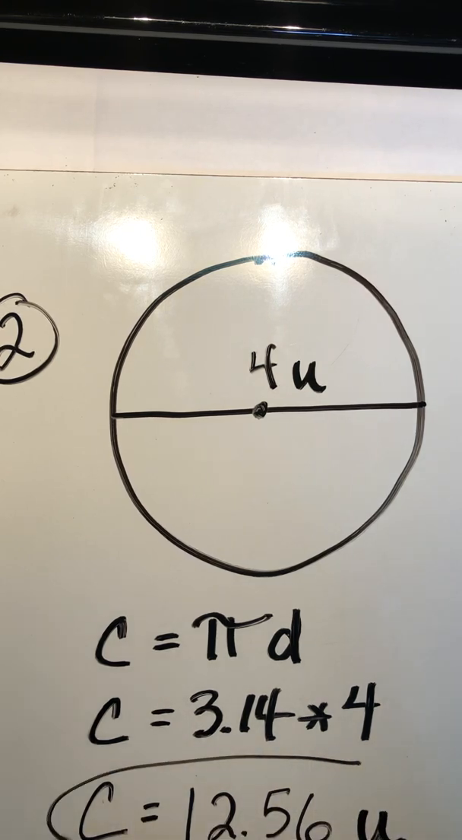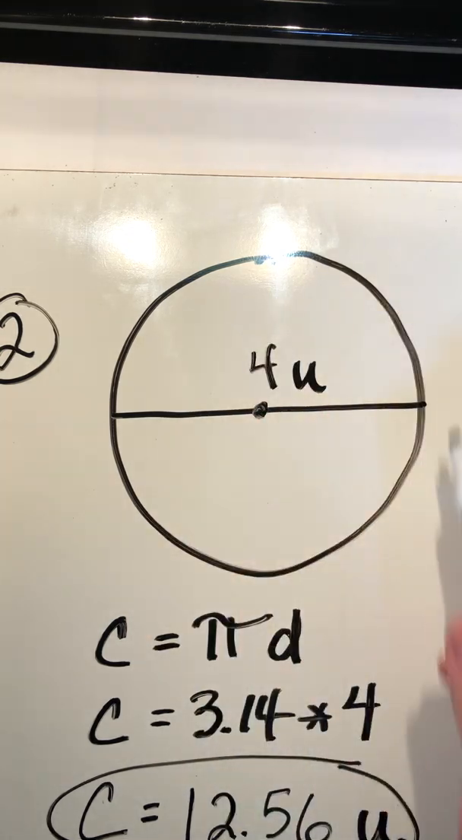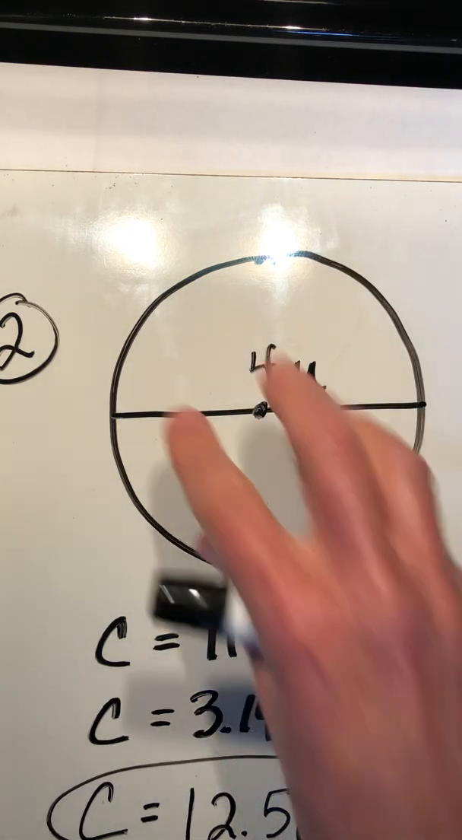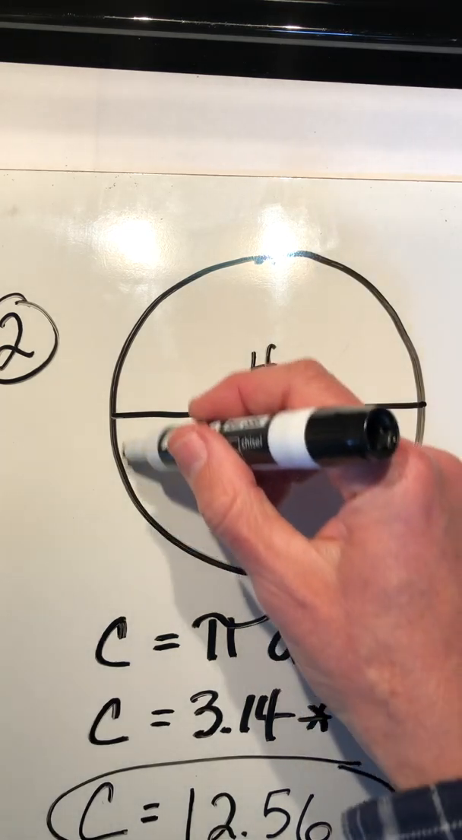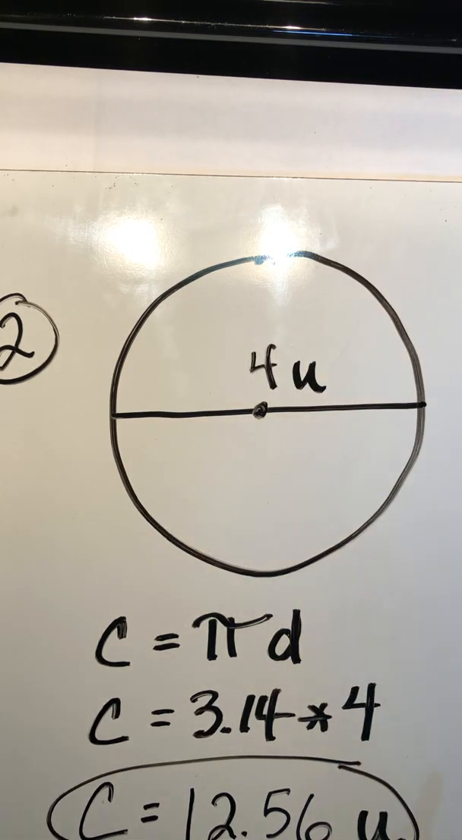And again, since we're talking about a distance, it's just plain old units. We're not talking about the space inside, the area. We're talking about just the skinny little distance all the way around. So there's number 2 for you.